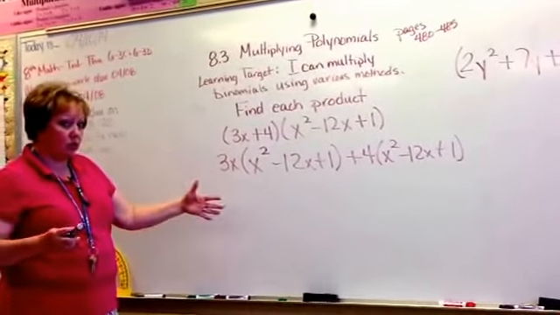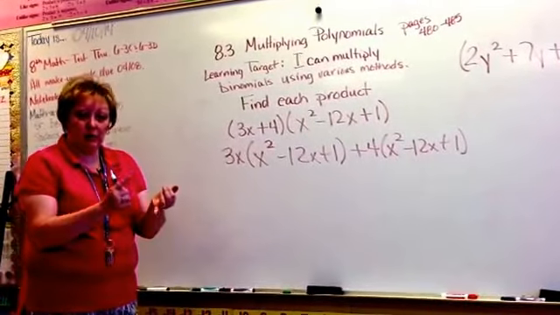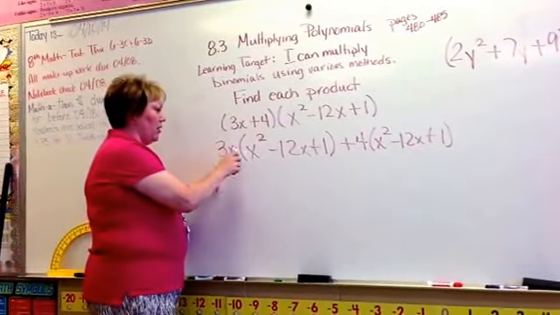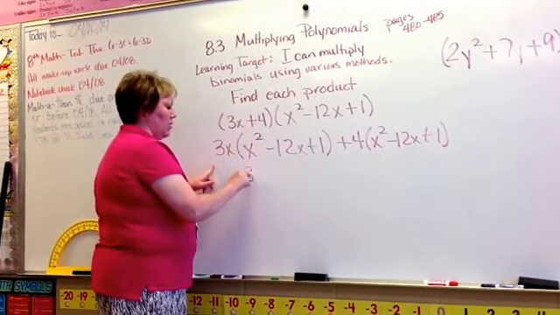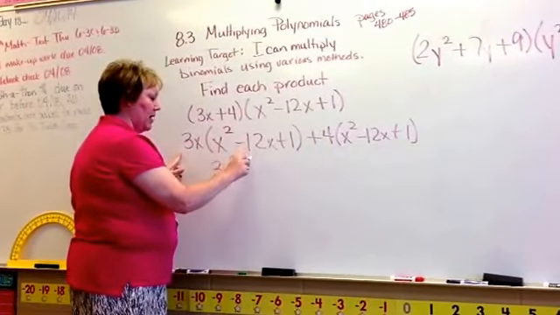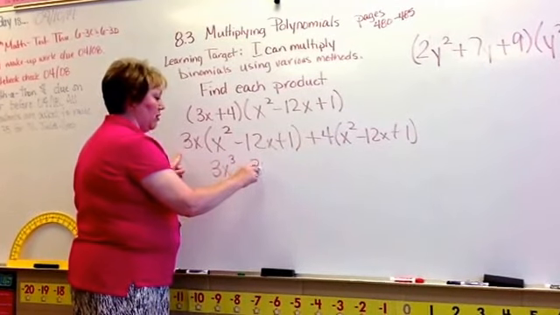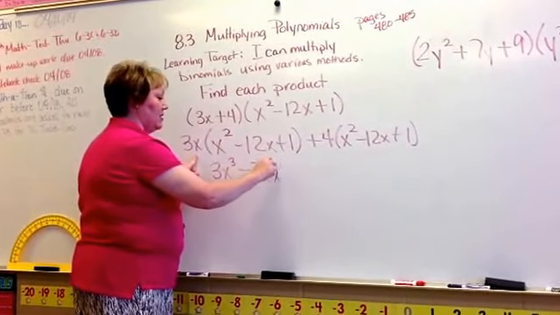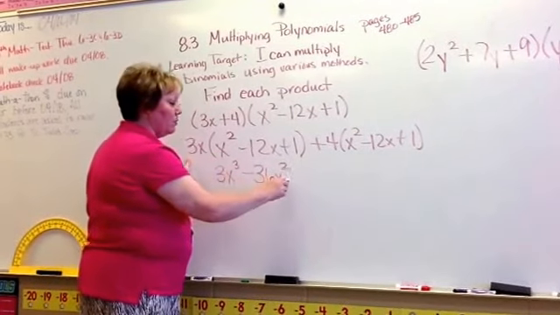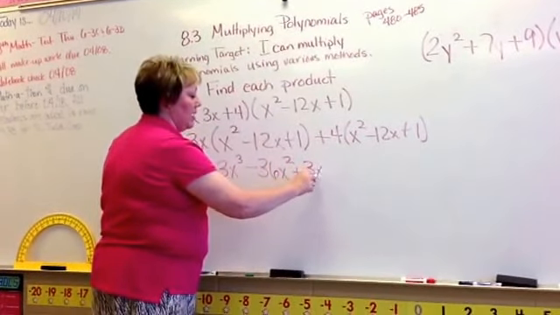Okay, now let's use our distributive property. Remember those rules. Also remember your exponent rules. So 3x times x squared is 3x to the third power. 3 times negative 12 would be 36, x to the second power. 3x times 1 would be plus 3x.